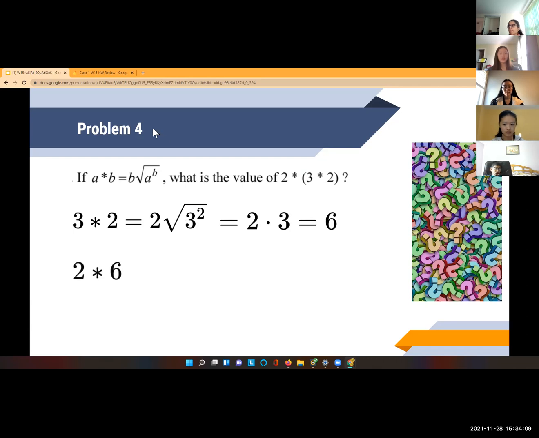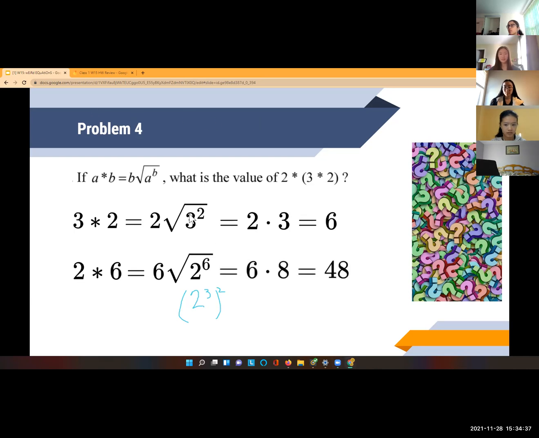Now we have to do 2 asterisk 6. Make sure you're using the 6 since that's what we got. So now we do 6 times the square root of 2 to the 6. We can break up the 6 into 2 times 3 for convenience, and the 2 will cancel out with the radical. So that's just 2 to the 3rd, which is 8, times 6, which is 48. So our final answer is 48, which is what some of you put. So good job.